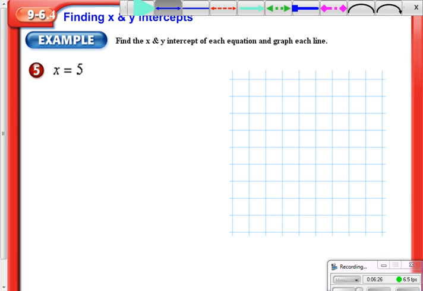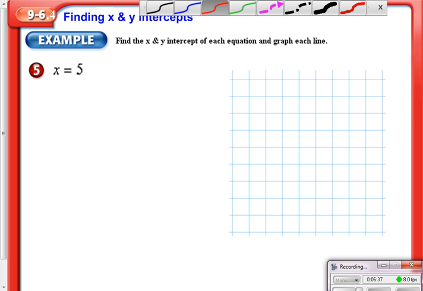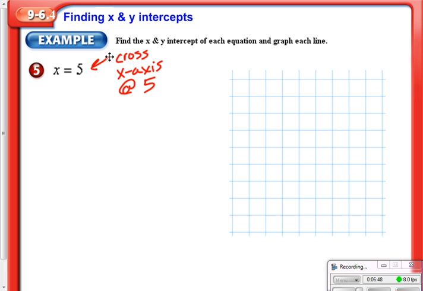Example 5 and 6 are a little bit different. Remember, this equation here is already in slope-intercept form. That says x equals 5. So this is telling us that it crosses the x-axis at 5. So when it crosses an x-axis, the line is going to be vertical. So it would look like this.